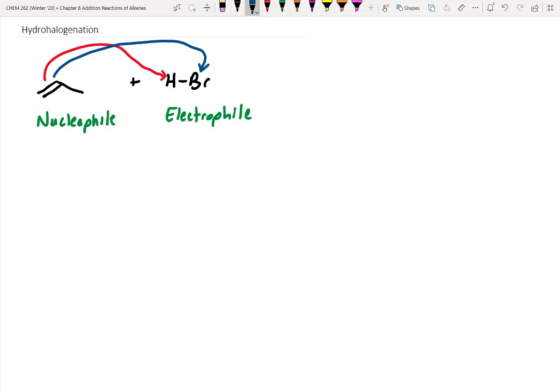All right, raise your hand if you think the hydrogen. Raise your hand if you think the bromine. So it looks a little mixed.